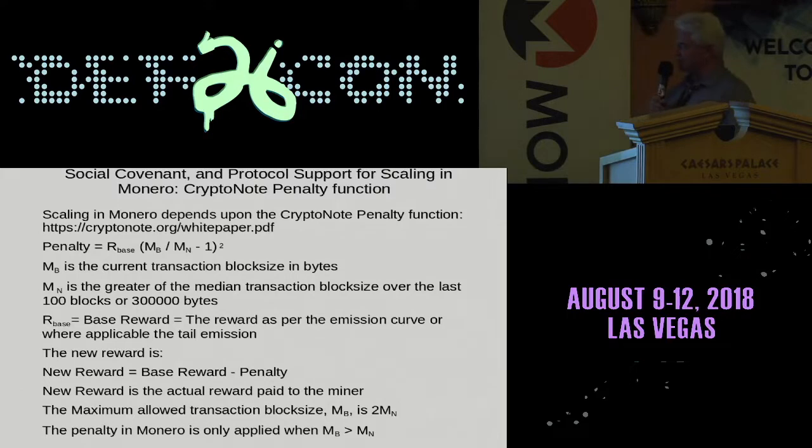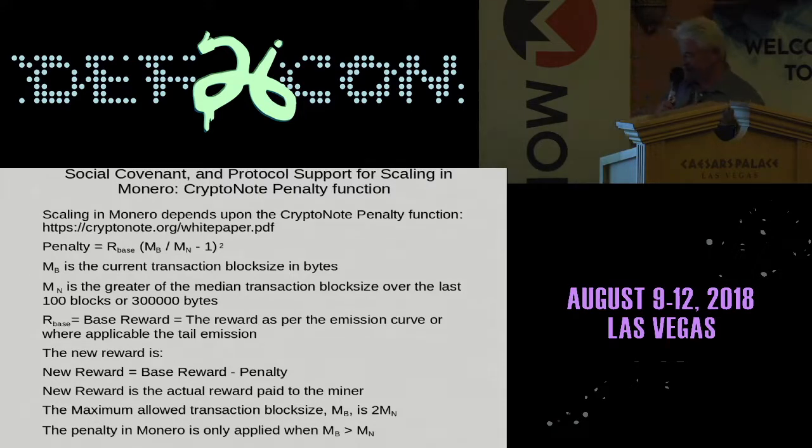What we have in Monero is the CryptoNote penalty function. If we look at various incarnations of it, essentially what it says is you have a penalty. This is the block reward, so everything's proportional to the block reward. This is the median transaction block size over the last 100 blocks or 300,000 bytes, whichever is greater. And this is the proposed block size that you're going to mine. Essentially, you impose a penalty on the miner that then has to be made up by transaction fees.